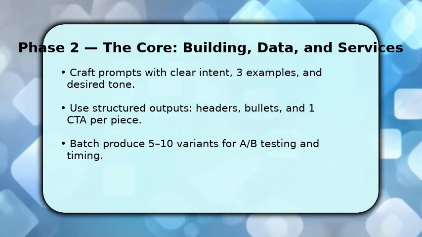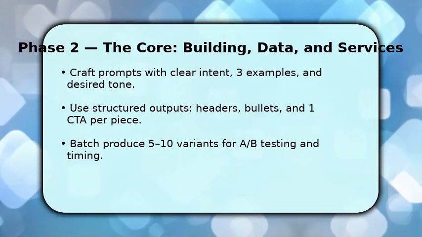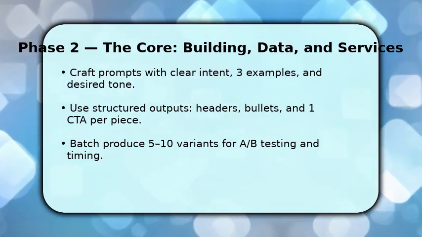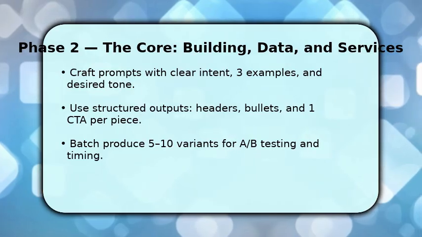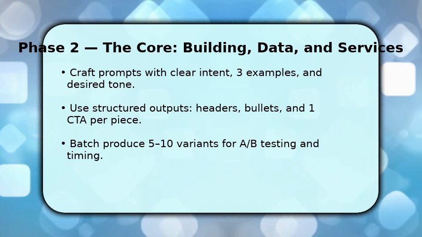After that, batch produce 5 to 10 variant drafts and schedule them across times. This gives you rapid A/B data so you can scale what gains traction, while preserving room to tweak language and assets. You finish by publishing with intent.